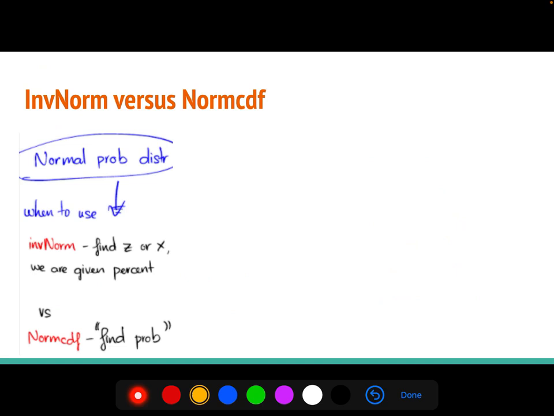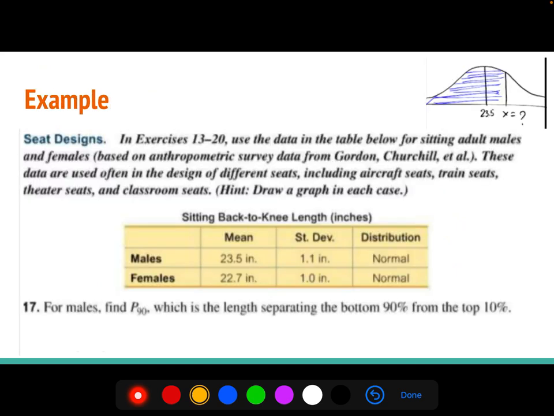Now, when do we use inverse norm? That's when we are given a percent or an area and we're trying to find the z or the x. When do we use normal CDF? That's when we're trying to find the probability. Just a little bit of clues there.